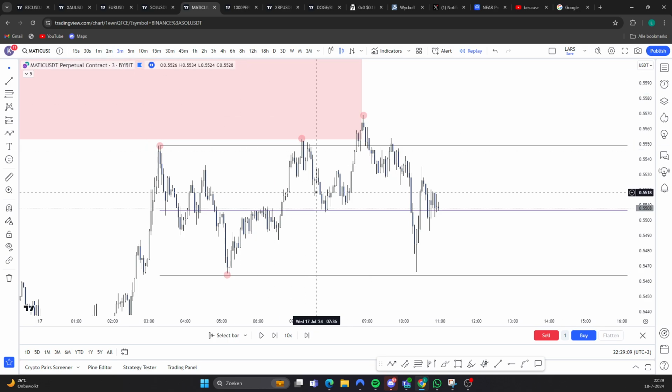Now, when is a Model 1 distribution confirmed? If you break structure the exact same way as a Model 2, if you break structure from the lowest point towards the third tap high between tap 2 and tap 3. So this is tap 2, this is tap 3, this is your lowest point. If you break structure from the low up, that's when your distribution is confirmed.